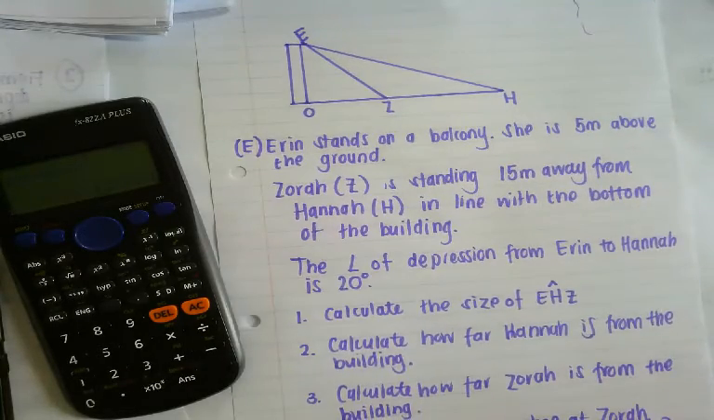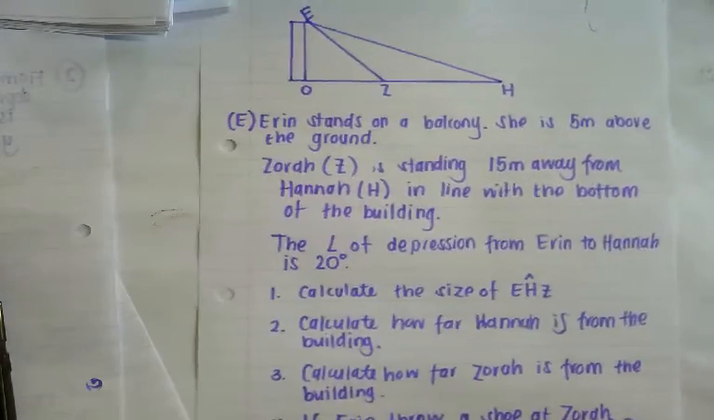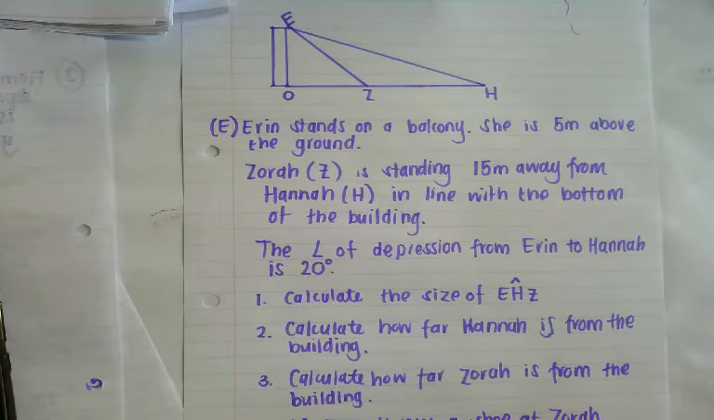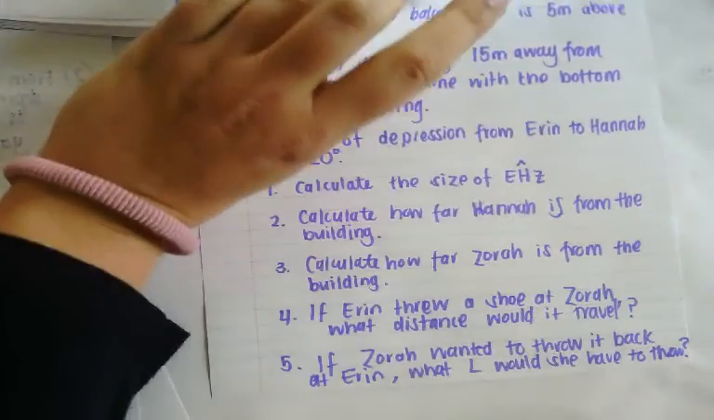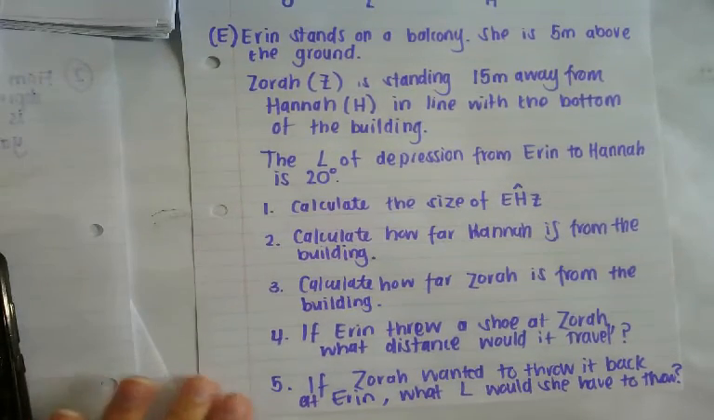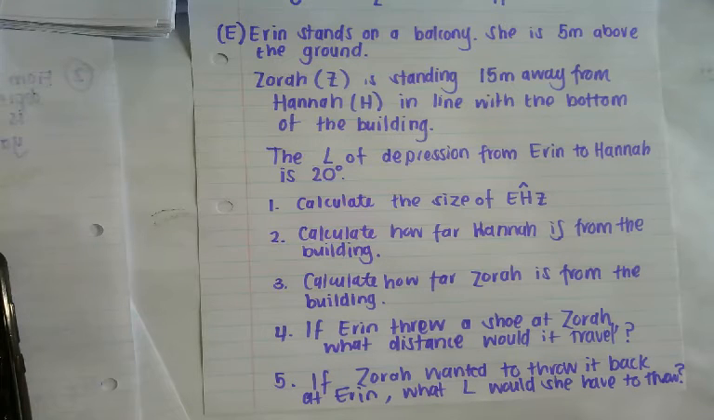Okay, so it's quite a few questions. We'll work through all of them. So Erin stands on a balcony. She is 5 meters above the ground. Zora is standing 15 meters away from Hannah in line with the bottom of the building. The angle of depression from Erin to Hannah is 20 degrees. Calculate the size of EHZ. Calculate how far Hannah is from the building. Calculate how far Zora is from the building. If Erin threw a shoe at Zora, what distance would it travel? And if Zora wanted to throw it back at Erin, what angle would she have to throw the shoe at?